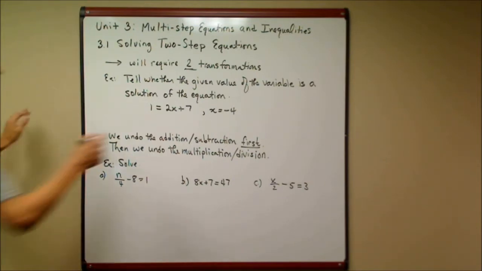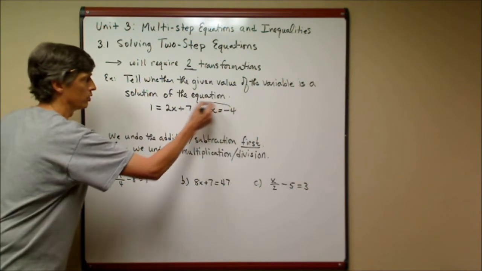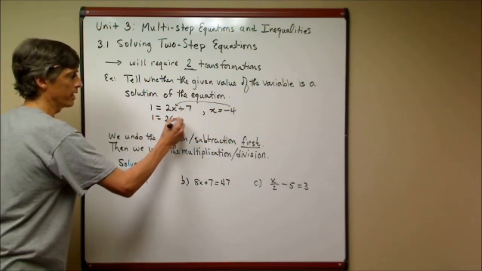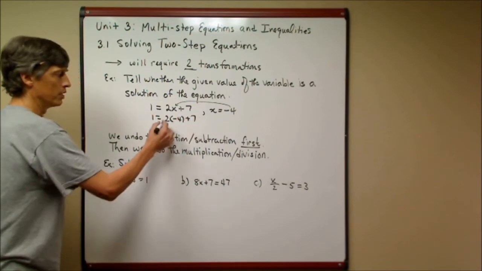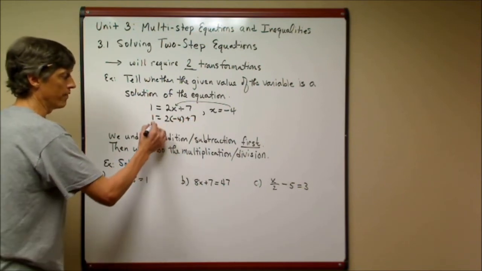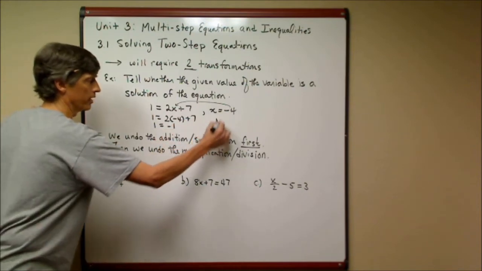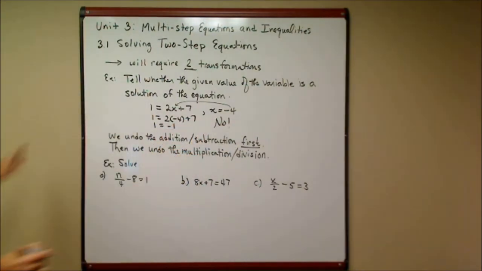But in this particular problem, to tell whether or not it is a solution, I'm just going to substitute right in. 1 equals 2 times negative 4 plus 7. 2 times negative 4 is negative 8. Negative 8 plus positive 7 is negative 1. So the answer is no. It's not a solution. You remember, a solution, you have to have a true statement. You substitute it in for the variable, you get a true statement.